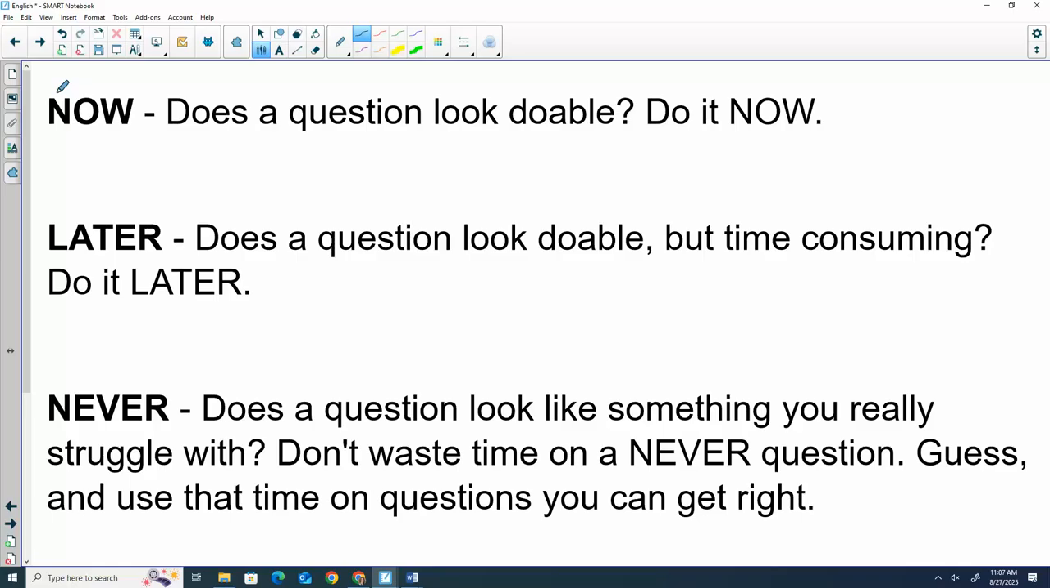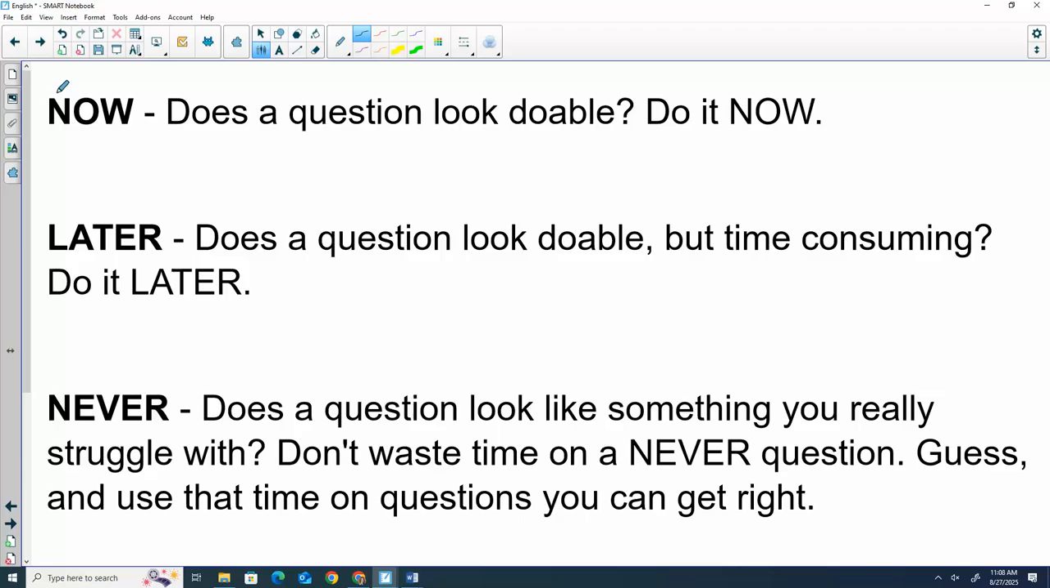A later question is something that maybe you're like, okay, I know I can do this, but it's going to take a lot of time. Sometimes it'll have something like, which of these answers is the worst option? And it might give you 4 really long sentences to read. You can do that, but it's not a real quick question, or you know you're going to have to really think about it, or you know you struggle with those types of questions. When you do that, you can think of those as later questions.